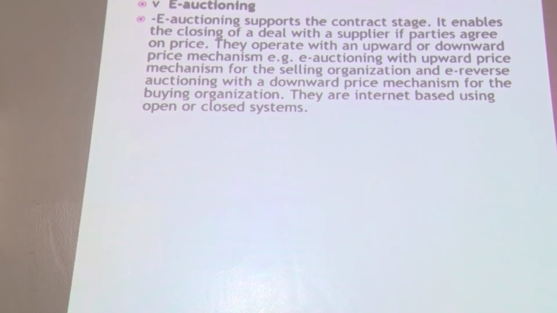For example, e-auctioning with upward price mechanism for selling organizational products, and e-reverse auction with a downward price mechanism for the buying organization. They are internet-based using open and closed system.